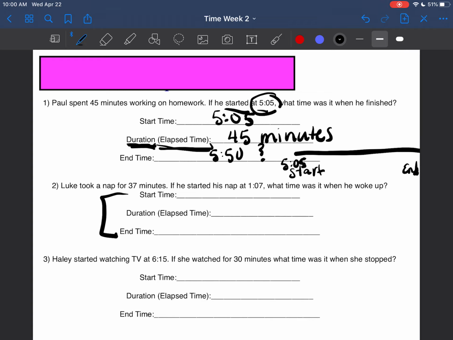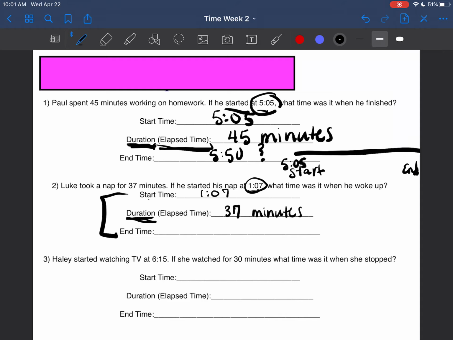All right, let's look at the second one together. Luke took a nap for 37 minutes. If he started his nap at 1:07, what time was it when he woke up? Let's fill in this graphic organizer here. What is my start time? What time does Luke start taking his nap? If he started his nap at 1:07, so right there's our answer, 1:07. How long does the nap last, or what is my duration? Well, the problem says in the beginning, Luke took a nap for 37 minutes. So that is my elapsed time.